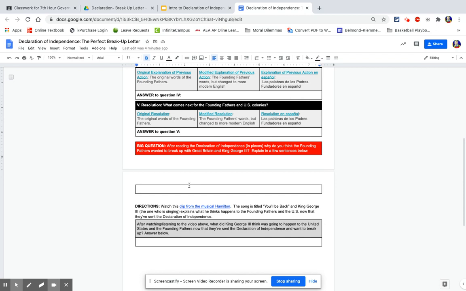I know my wife was really big into this. I don't know how many of you have watched the musical Hamilton on Disney Plus. Hamilton goes through a little bit of United States history from the beginning. The person that plays King George in Hamilton actually sings a song essentially right after he receives this breakup letter from the founding fathers.